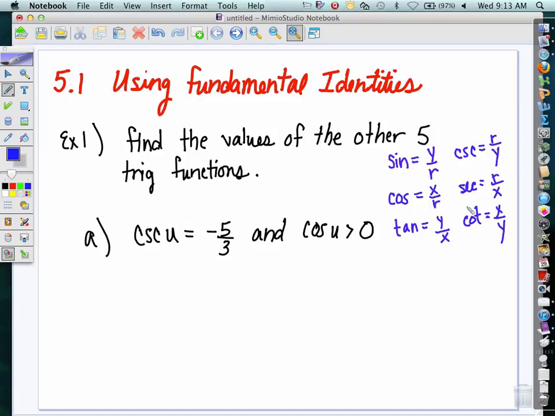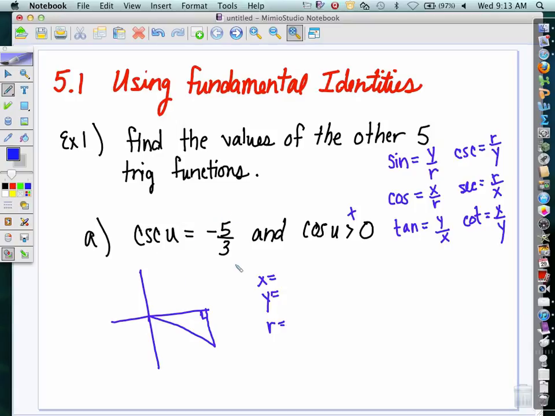The main thing is that you got to figure out the quadrant that you're working in. Cosecant, which is 1 over sine, is negative 5/3. So we know that sine's negative and cosine would be positive here. Well, that occurs in quadrant 4. So you can use that grid there to draw yourself a triangle in quadrant 4. All we need to know is what's the x value, the y value, and the r value. And then we can find the rest of the 5 identities.